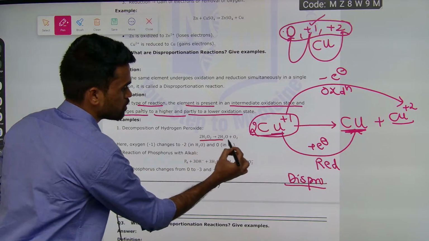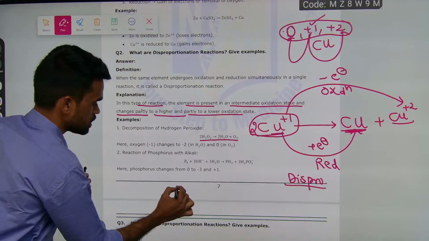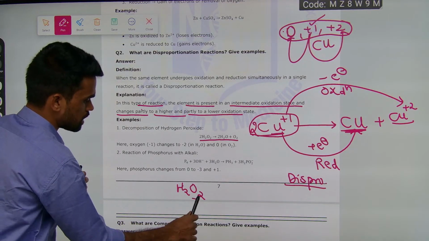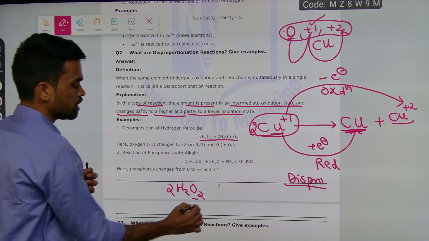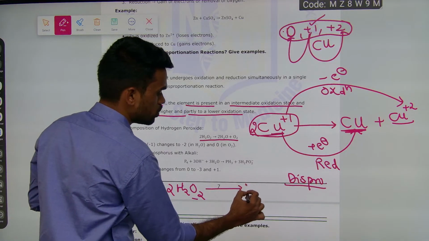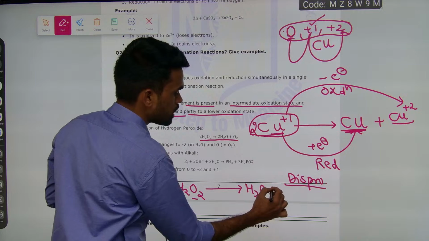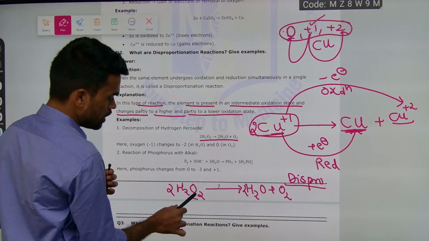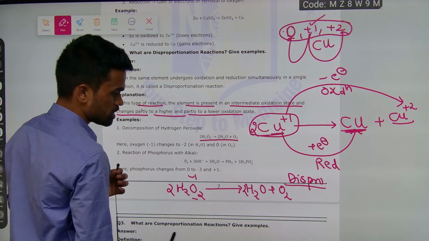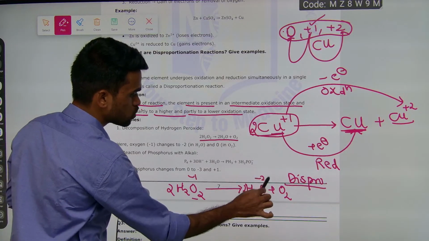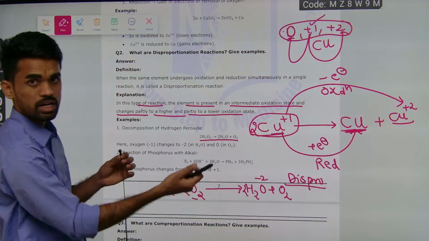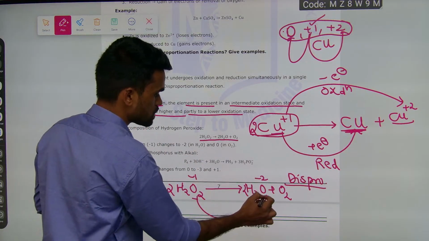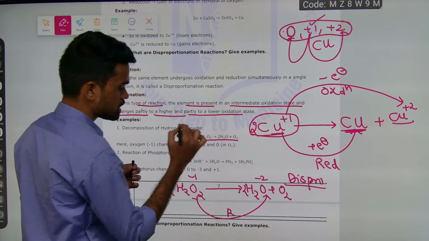Here I have hydrogen peroxide, H2O2. There are 2 oxygen atoms here. It will convert into H2O plus O2. Now what you are seeing here is oxygen in the -1 oxidation state converting into -2. The number is decreased from -1 to -2, so this process is a reduction.